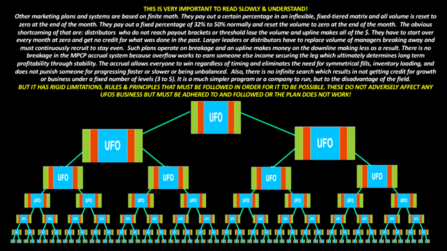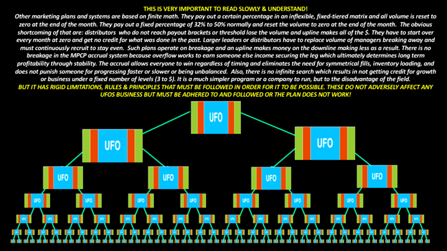So I want you to read this carefully because this is a very important concept or principle that the business is based on that you have to embed into your cerebral cortex if you're going to do things right. So other marketing plans and systems are based on finite math. They pay out a certain percentage and flexible fixed tiered matrix, and all the volume is reset to zero at the end of the month. It's over, and then they start again.